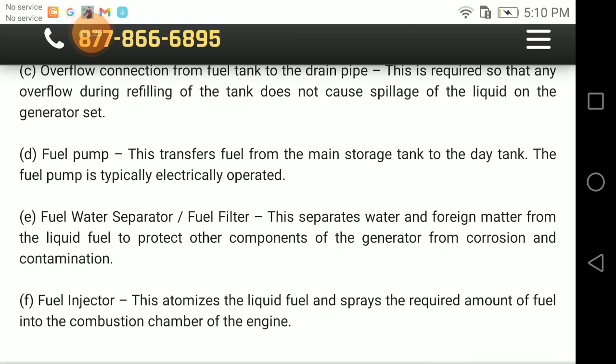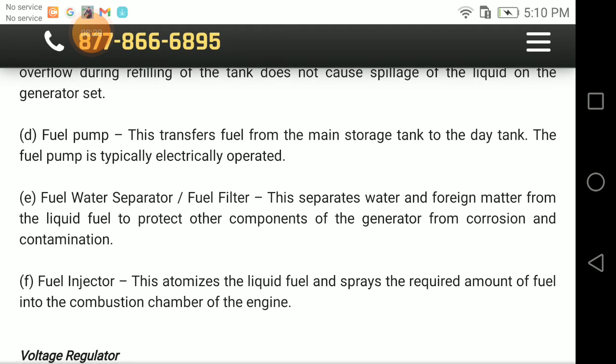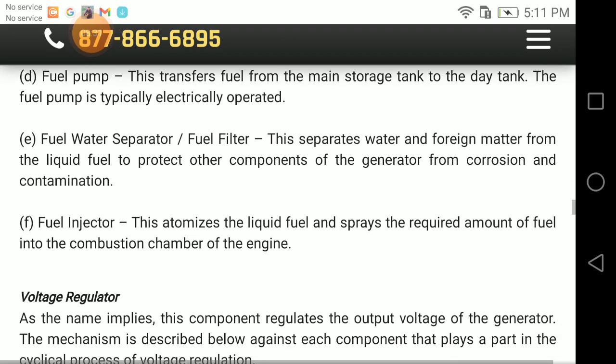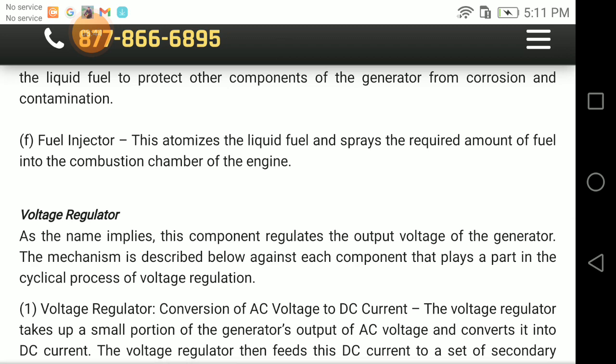Fuel pump. This transfers fuel from the main storage tank to the day tank. The fuel pump is typically electrically operated. Fuel-water separator and fuel filter. These separate water and foreign matter from the liquid fuel and protect other components of the generator from corrosion and contamination. Fuel injector. This atomizes the liquid fuel and injects the required amount of fuel into the combustion chamber of the engine.